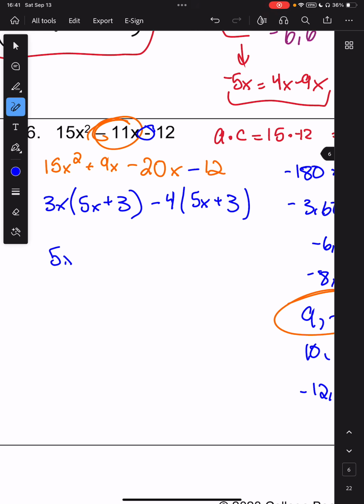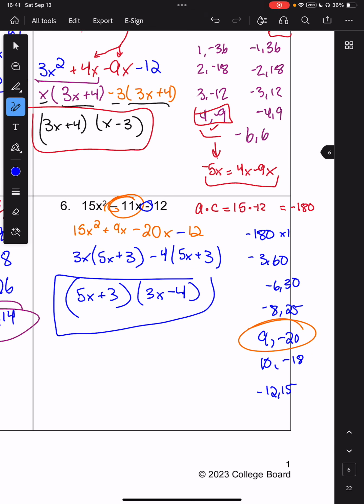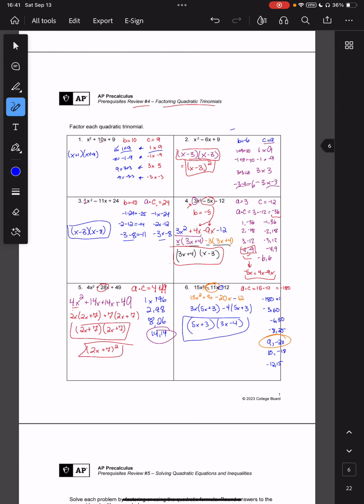And remember, we have our 5x plus 3 twice, so we take that out. Then we have what's left, 3x minus 4. So this is our final answer for 6: 5x plus 3 multiplied by 3x minus 4. So that's prerequisite number 4, factoring quadratic trinomials. And remember, tri means 3. That's why we have 1, 2, 3 terms in each of these.